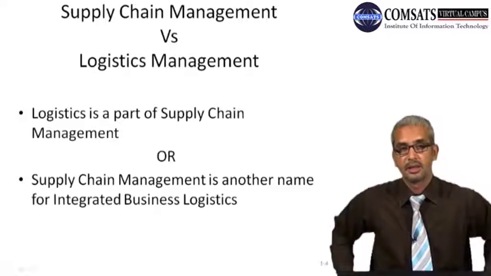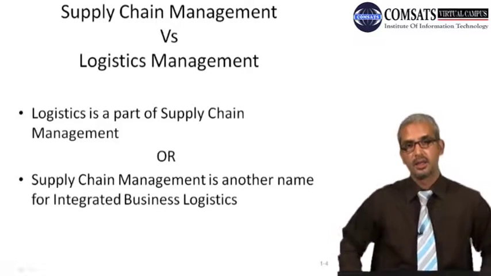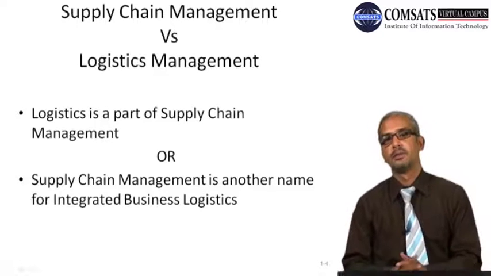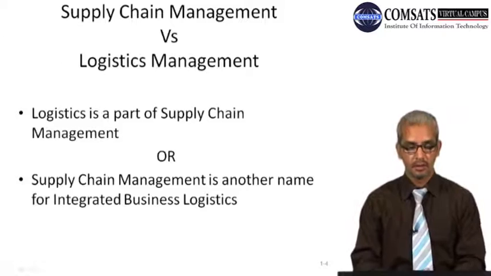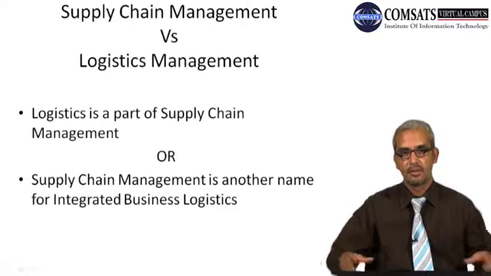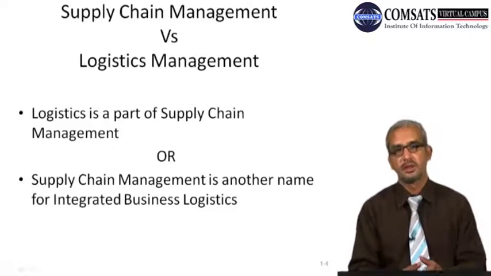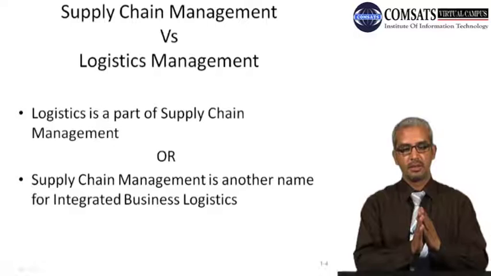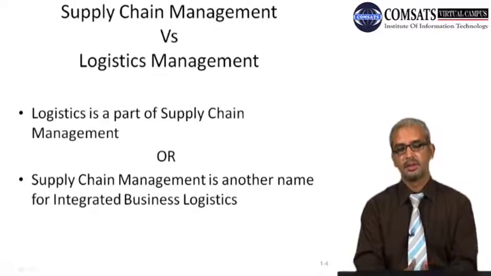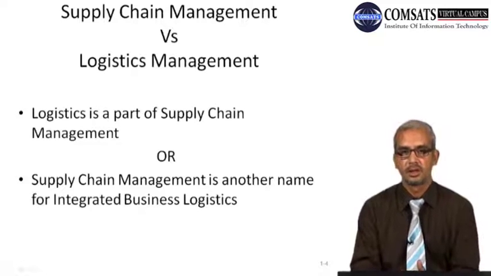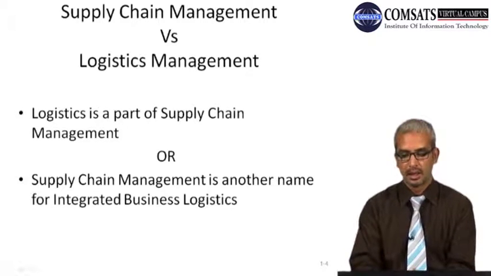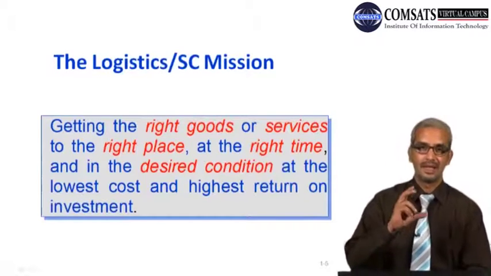That is one aspect. Then another aspect is that supply chain is another name for integrated business logistics. Integrated business logistics would mean that all the business entities, if we look at them in an integrated way in terms of logistics management, that is simply supply chain management. So this is basically the controversy that exists between supply chain and logistics professionals. Some would argue that it is a part, and some would argue that they are merely the same thing under different names. But let's look at this aspect.